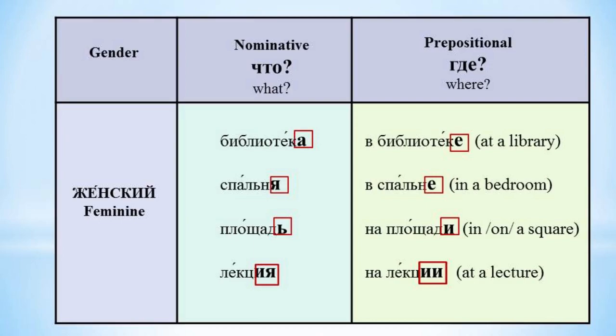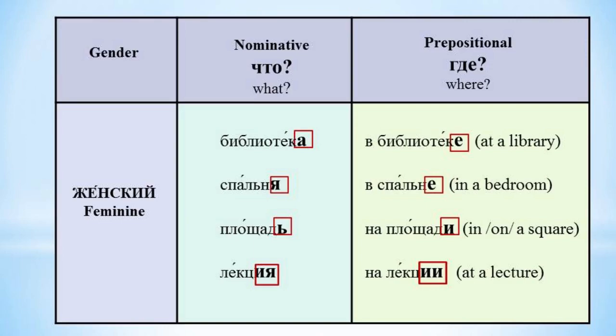Like спальня, в спальне. And now I want to pay your attention to feminine nouns with a soft sign at the end, because they are changed a little bit differently. You can see that we remove the soft sign as well, but we put the letter и instead of the soft sign. So площадь, на площади. Here you can see that it is changed a little bit differently.